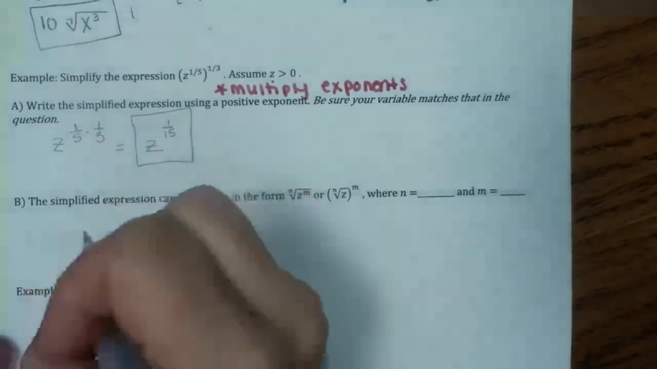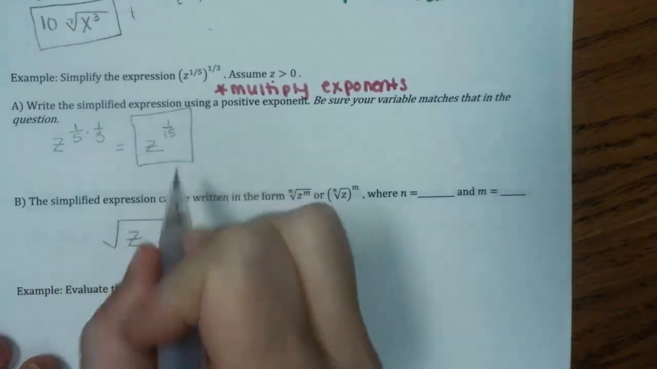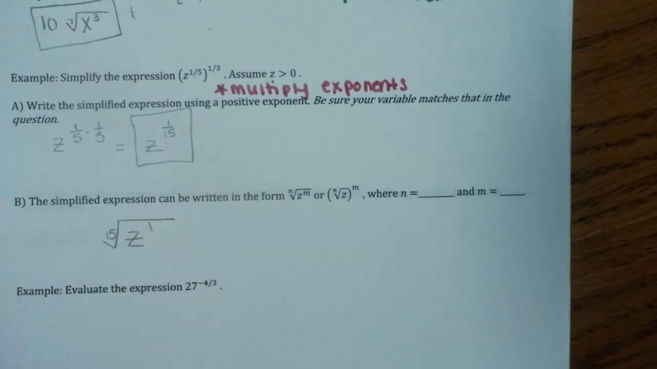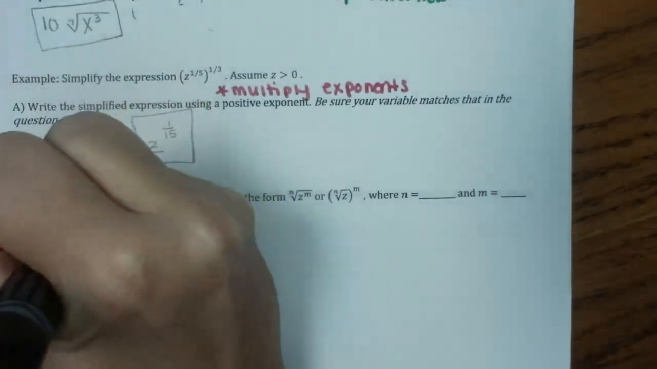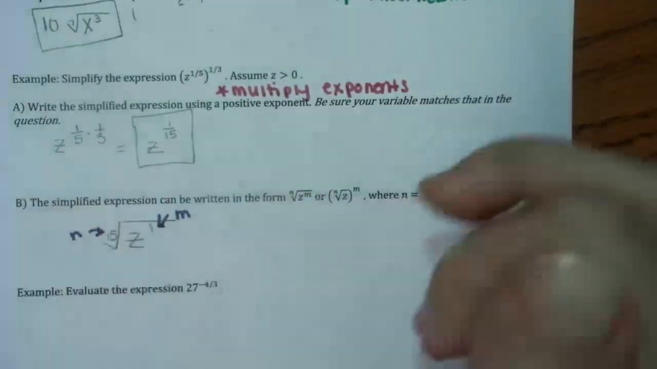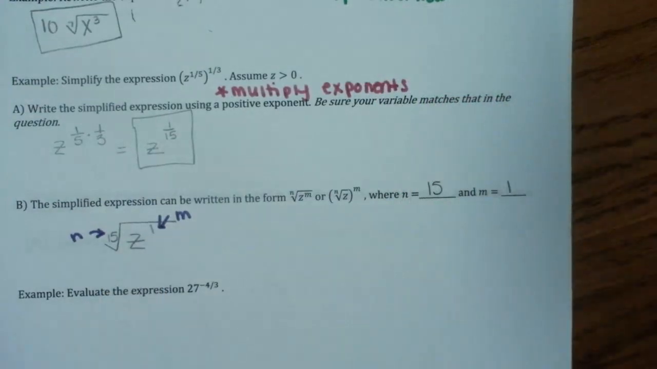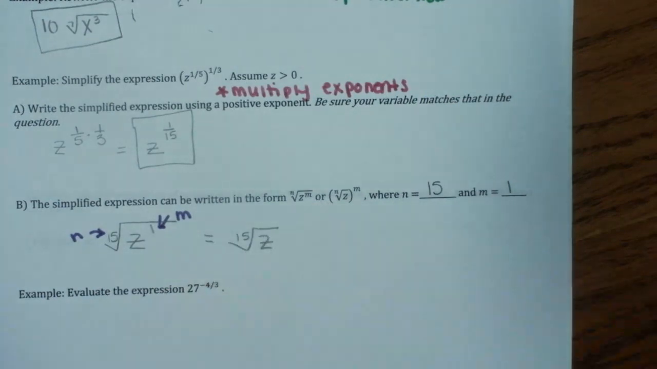So let's write it in radical form, basically is what it's saying. So we have a fraction exponent, so we know it's going to be a radical. Z is our base. That 1's up top, it's going to stay up top, and that 15's on the bottom, so we know it's going to be our root. So here, our n is going to be 15, and our m up top is going to be 1. So n is our root, which is 15. M is our exponent, which is 1. Normally we wouldn't write that 1. We would just say the 15th root of z.